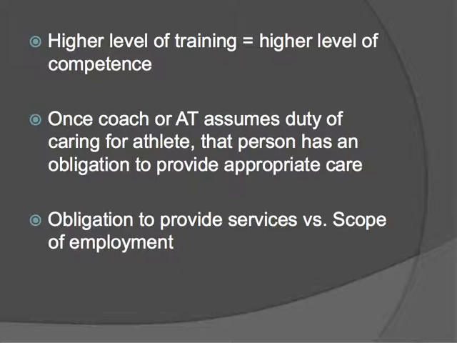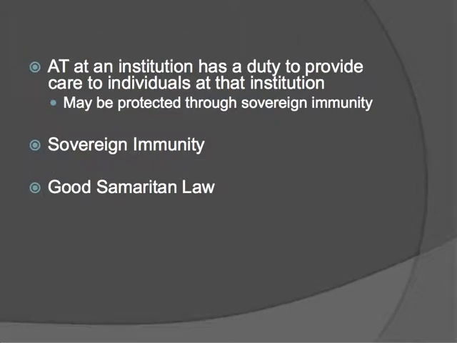An individual possessing a higher level of training will possess a higher level of competence. Once a coach or athletic trainer assumes the duty of caring for an athlete, that person has an obligation to provide appropriate care. So once you start the care, you have to finish the care. There is an obligation to provide services versus the scope of the employment. An athletic trainer at an institution has a duty to provide care to individuals at that institution.